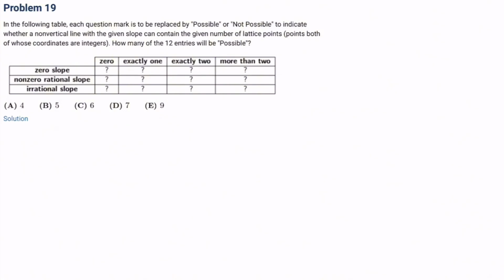Number 19, in the following table, each question mark is to be replaced by possible or not possible to indicate whether a non-vertical line with the given slope can contain the number of lattice points, which is points both of whose coordinates are integers. How many of the 12 entries will be possible? Okay, first up is 0 slope. A non-vertical line with 0 slope just means a horizontal line. And can a horizontal line contain 0 lattice points? Obviously, yeah. Look at y equals pi or something. That does not contain any lattice points because y is always going to be pi.